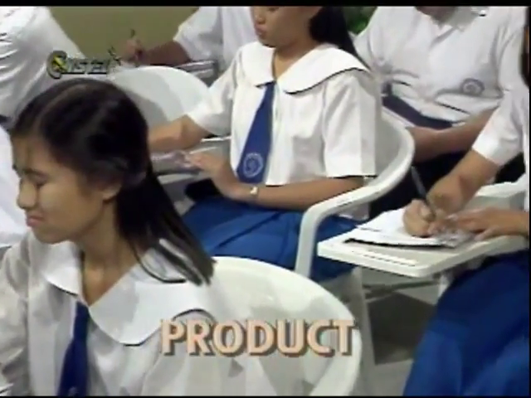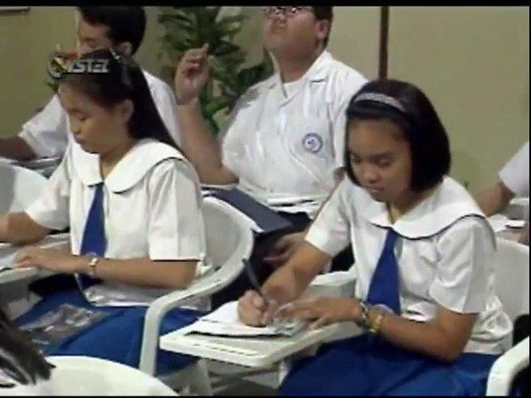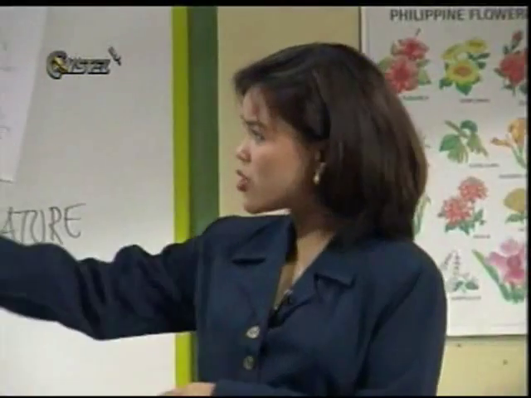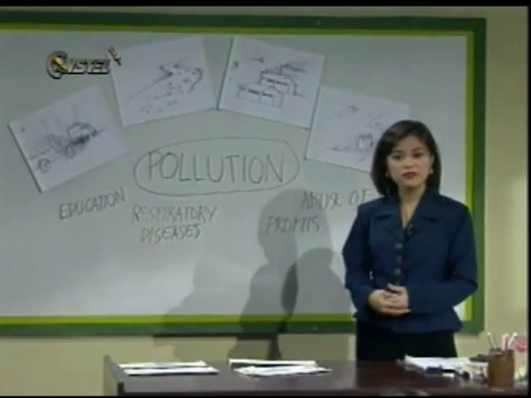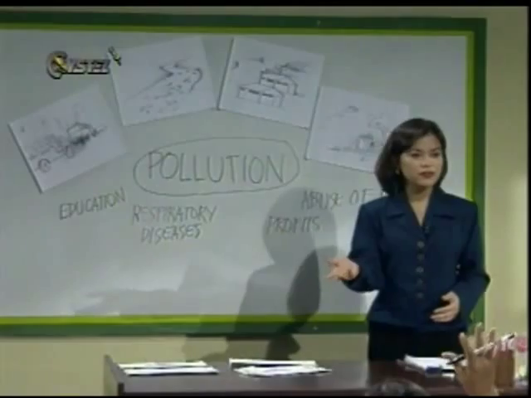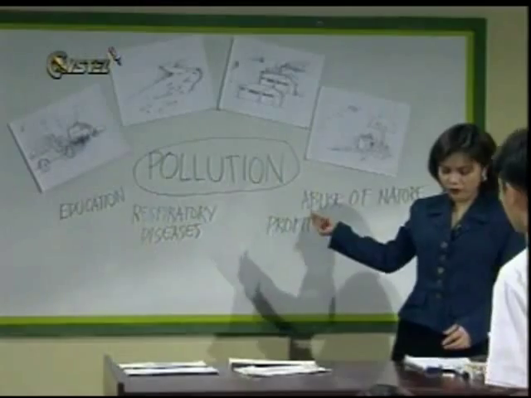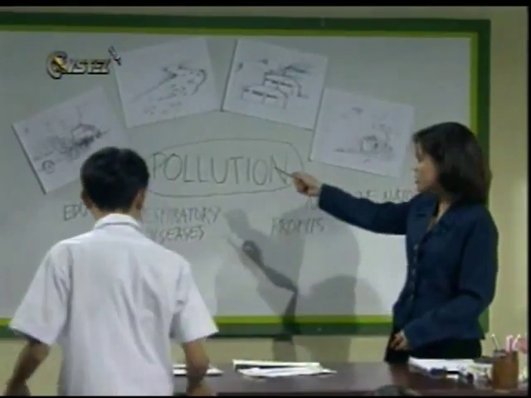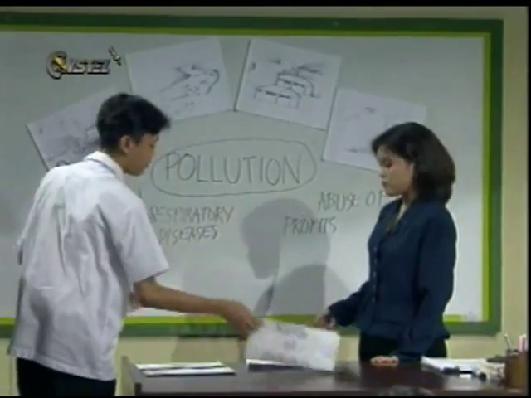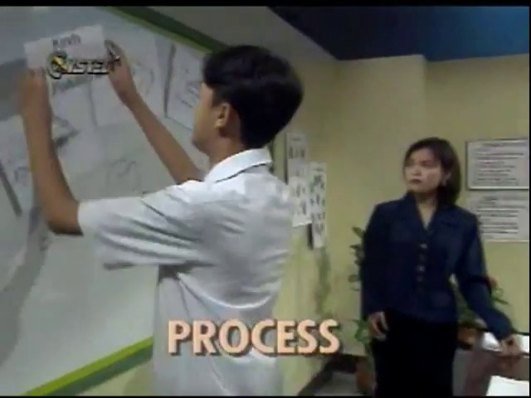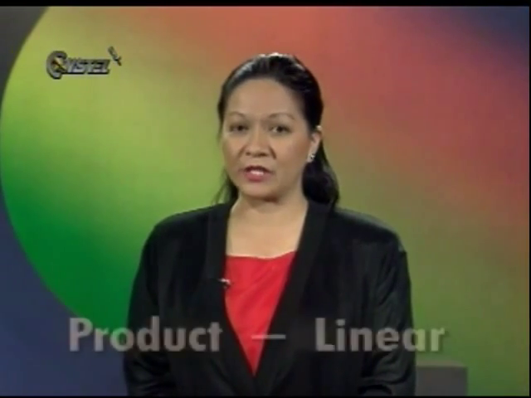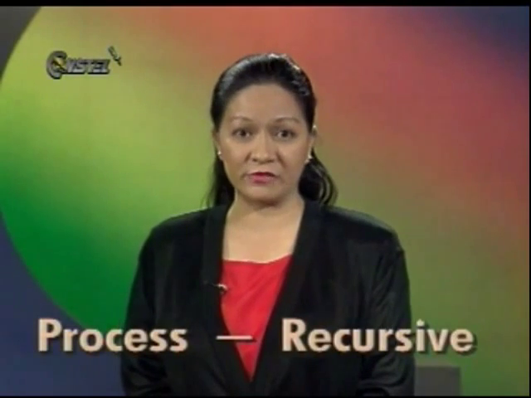Yes, product. In the second scene, unlike the first one, the teacher saw to it that students had to undergo several stages of the writing process before they could produce a piece of writing. What approach to writing is this? Right. Process approach to writing. The two scenarios viewed writing as product, which is linear, and process, which is recursive.